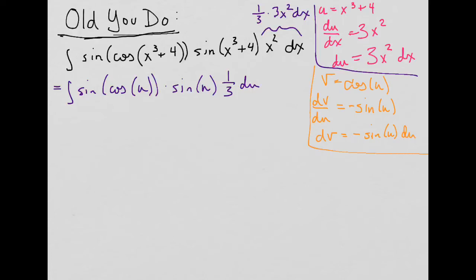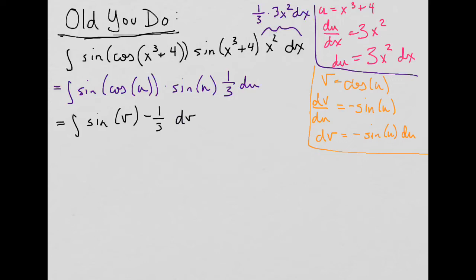So when we rewrite it, we are going to have sine of v, sorry, because we're changing it to a different variable, times this 1/3 sine of u. And we want it to be negative sine of u. So to make that negative, we're going to pull out a negative 1/3, because negative 1/3 will leave us with negative sine du. So that's going to be negative 1/3 dv.